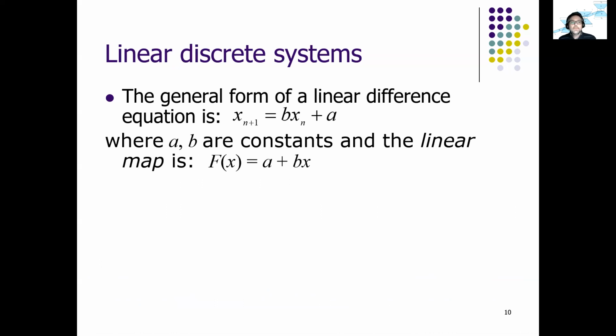So the general form of a linear difference equation, as you can see in the slide, is x_{n+1} equals b times x_n plus a, where a and b are constants in general, and then you have this linear map f(x), which defines this combination a plus bx. Obviously in a neural network, this function f depends on the type of activation function that we are going to have.